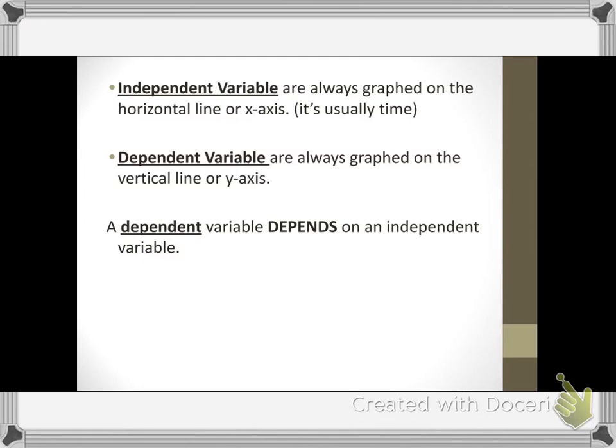I hope you've heard this saying before, but it makes sense. A dependent variable depends on an independent variable. That's why it's called the dependent variable. Makes sense, right? So my independent variable can stand alone. It doesn't depend on anything. But my dependent variable depends on what's happening with my independent variable. So on the next slide, we're going to talk about some real life scenarios and discuss which one's the dependent variable, which one's the independent variable.